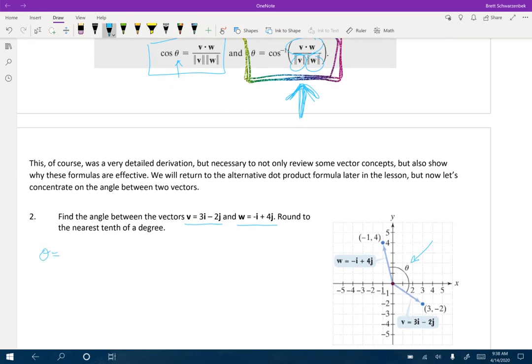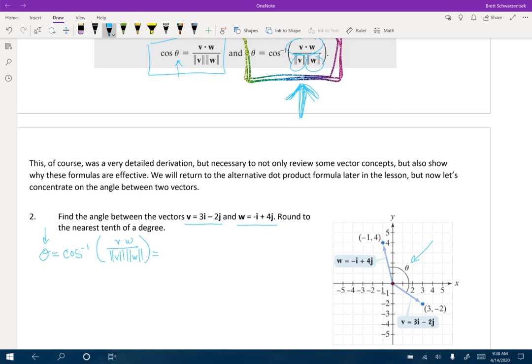So just to be clear, the angle between, which is this, theta is equal to the cosine inverse of v dot w over the magnitude of v times the magnitude of w. Note, I didn't put a dot between the magnitudes because I don't want to confuse anybody. Dot in vector world means dot product, not multiplication. I know that can be really confusing, but it is what it is, right?